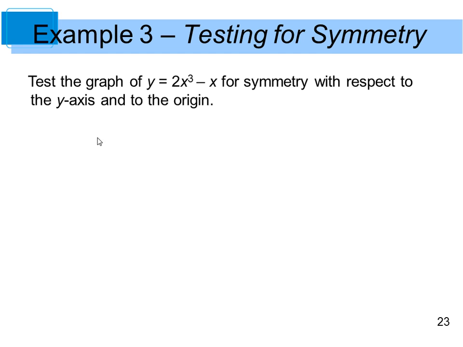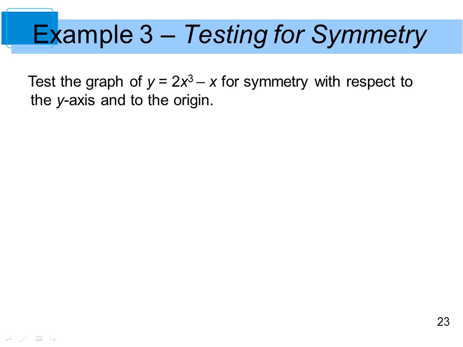Let's test y-axis symmetry. I have a slightly different way of writing this. I prefer function notation rather than this relationship notation here of x and y. So if we say that f of x is equal to 2x to the third minus x, now we're using function notation.